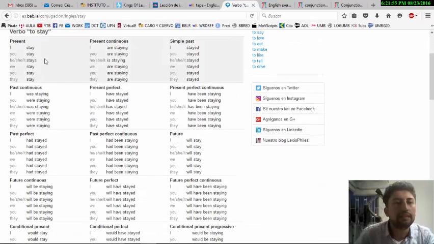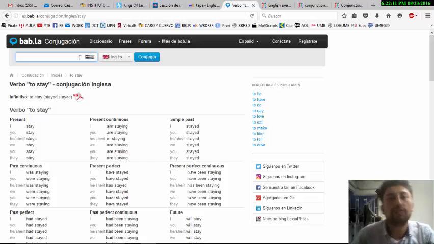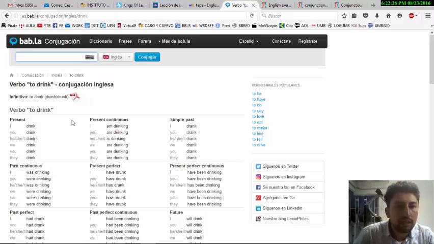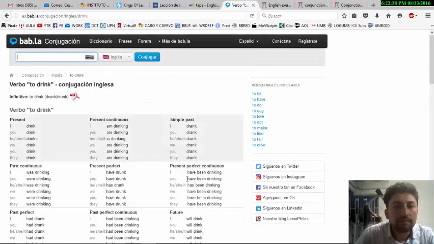You have different kinds of tenses. Remember that tense is the "tiempo verbal" in Spanish. So you have present, present continuous, simple past, and so on. You have all the tenses in English. And this is a very nice tool for you to understand some of the things that you don't have clear about verbs. So you can find, for example, "drink." This is not a regular verb. Look: present perfect, future, past perfect, simple past.